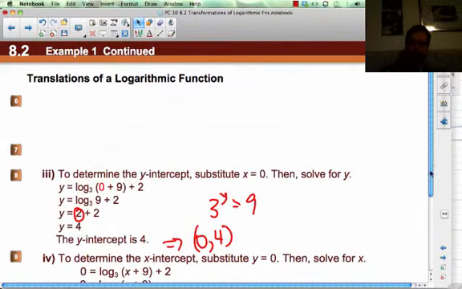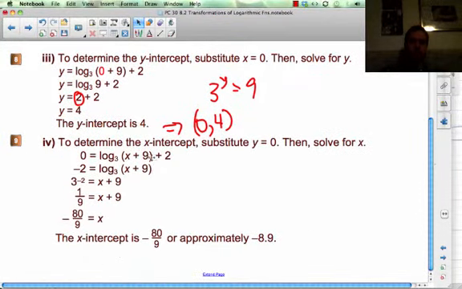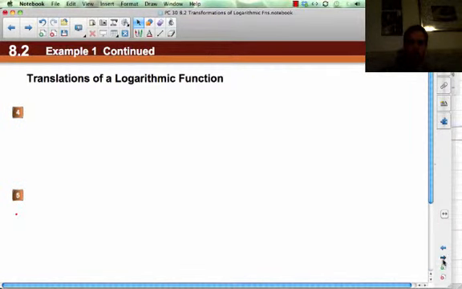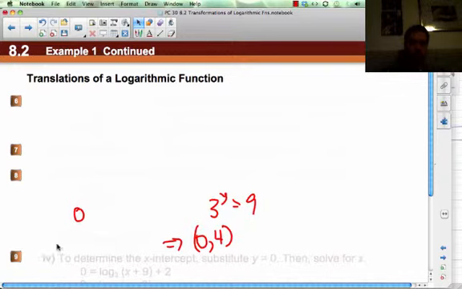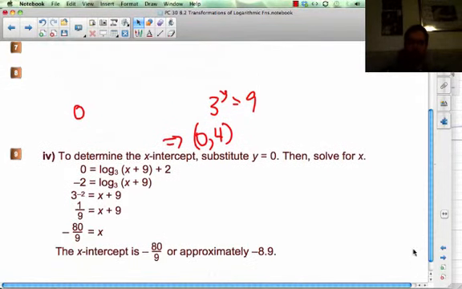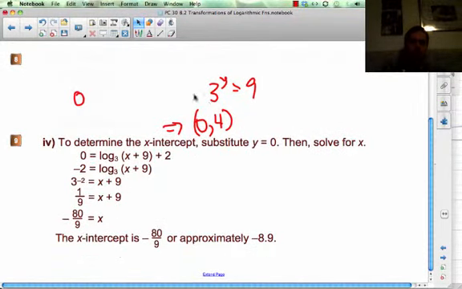And finally, to determine the x-intercept, we set y equal to 0. It's a little more complicated of a calculation. So when y equals 0, we have this right here. So subtract 2 to the other side.